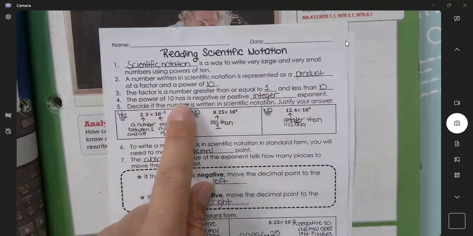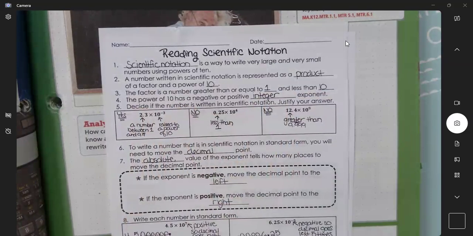The power of 10 can be positive or negative. We talked about that yesterday. If it is a positive exponent, then it is a large number greater than 1. If the exponent is negative, then it is a very, very small number, less than 1. You're looking at decimals. All right.